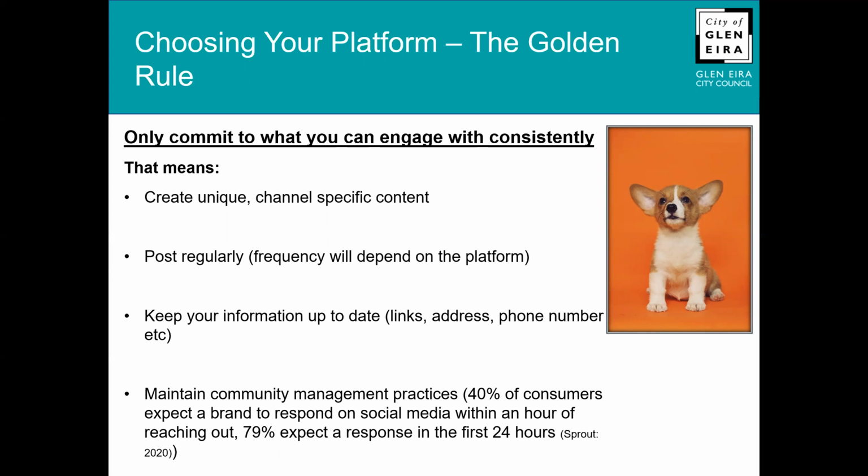That usually means about these 4 things, which is how much time you need to create unique channel-specific content. That is content that is designed for the needs of the channel. So YouTube would be video, Facebook would be shorter video with subtitles, Instagram would be, of course, image-based, and so on. Post regularly. The frequency depends on the platform, but for something like Instagram, you might be doing a post 3 times a week and a series of stories once or twice a week.